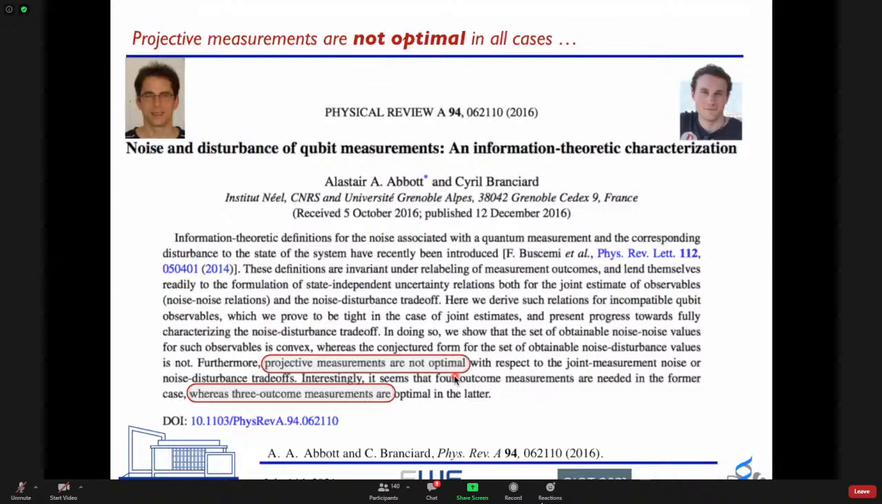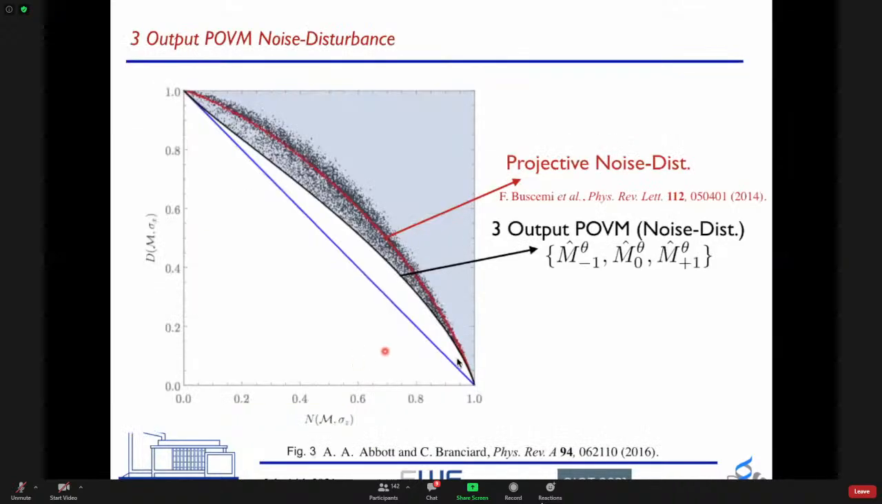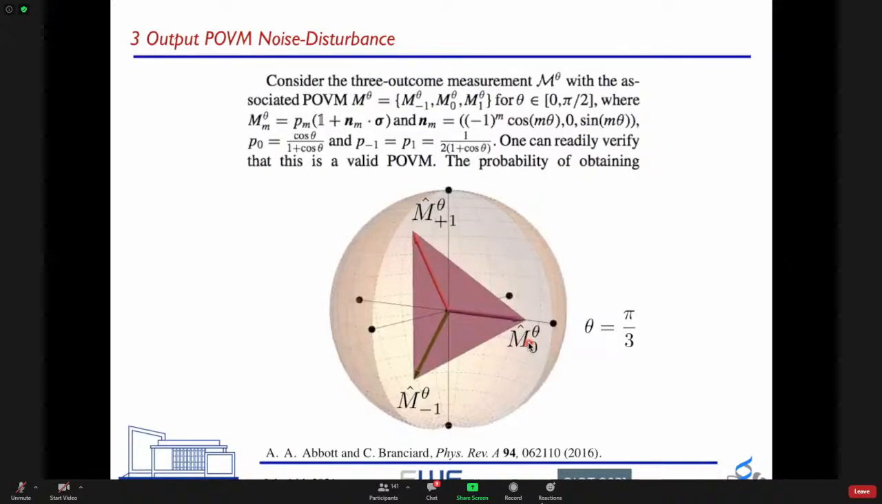Well, that is correct for the error of the first measurement alone. But what we study here is the trade-off of noise or error and disturbance of a successive measurement. And here it was really found out that a certain general measurement, namely a 3 outcome POVM, is able to outperform projective measurements. This was what we see here. So in red, we see the result of the projective measurement as we had before. And then it was proposed that a 3 output POVM might perform better. And this is what we see in the experiment.